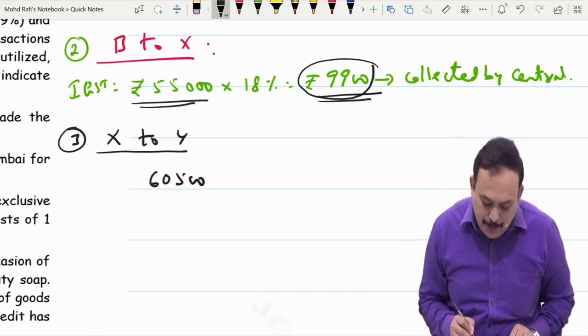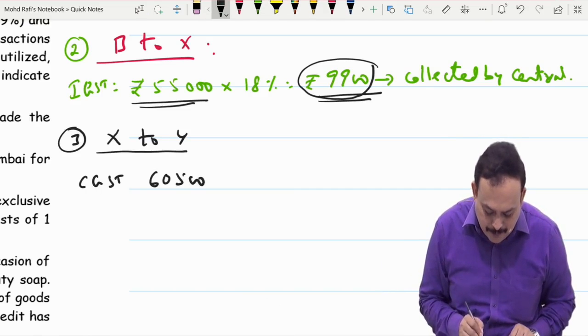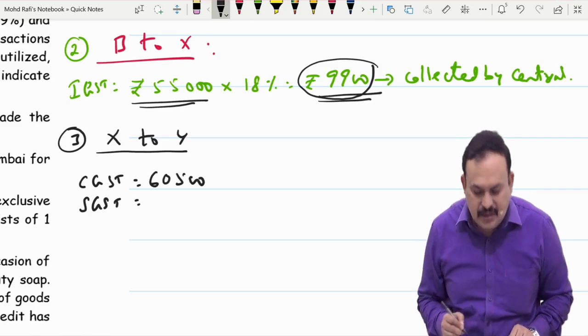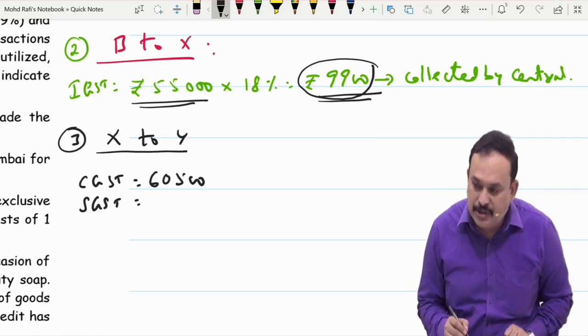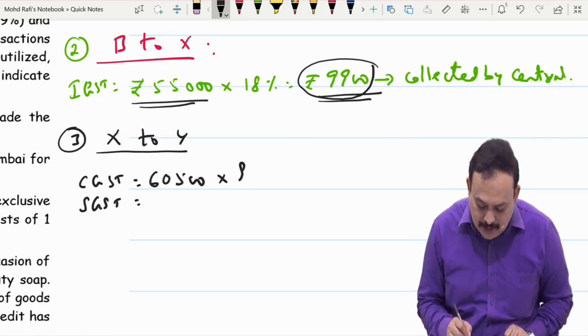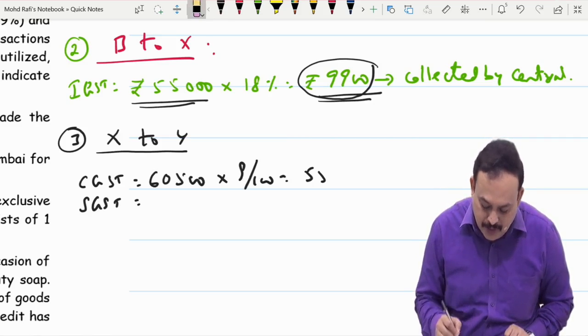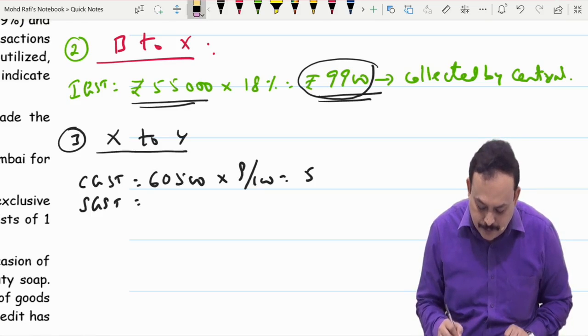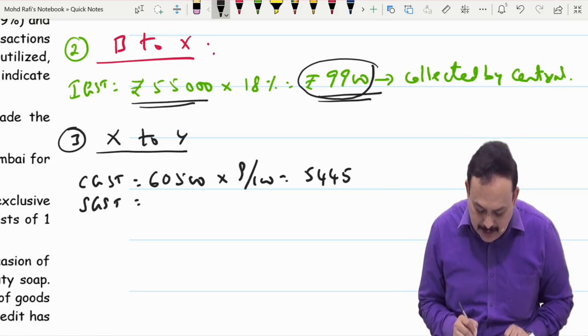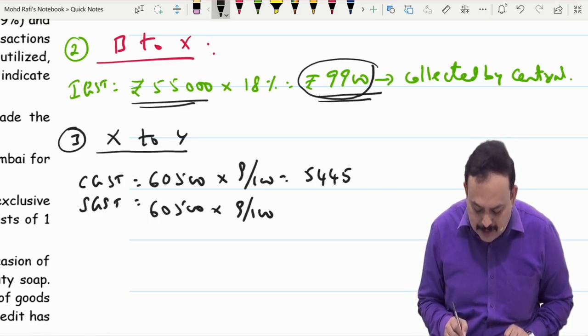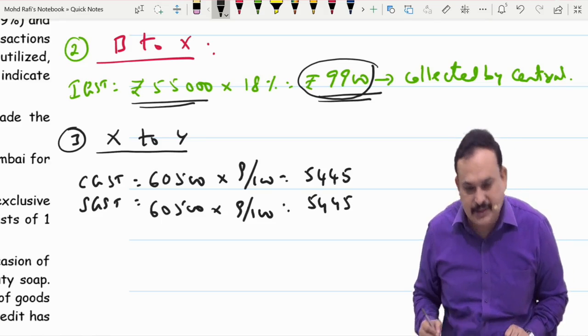So, liable to pay CGST and SGST. How much comes here? CGST, SGST. CGST how much comes? 9%, 5445. Correct? Then again, 60,500 multiplied by 9%, 5445 is the tax.